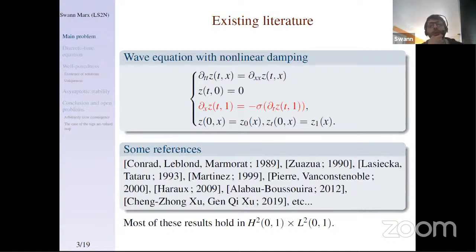This system has been studied a lot in the literature in the case where sigma is the graph of a function. So among all the references that I have listed here, we can mention some papers that deal with a higher dimension than just one, okay? So the result in this case is quite more general. The only difference is that here we are considering a set valued at the boundary. And something that has to be noticed also is that most of these results hold in H1, it's not H2, it's H^1_0 times L^2.